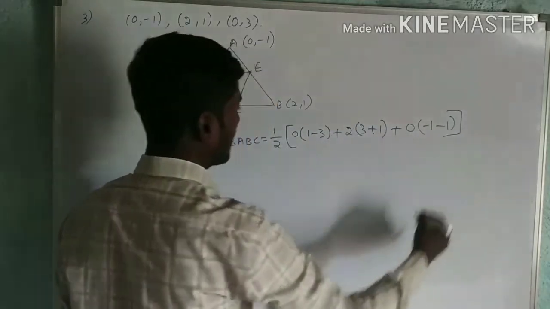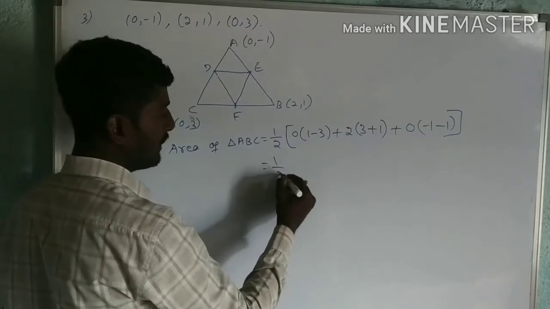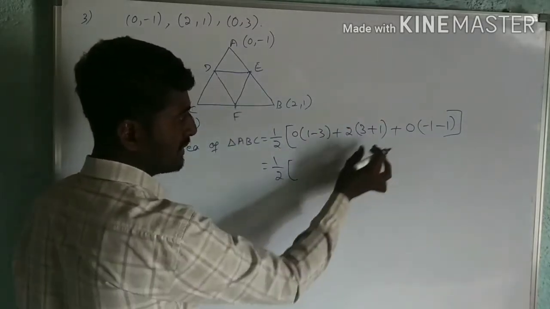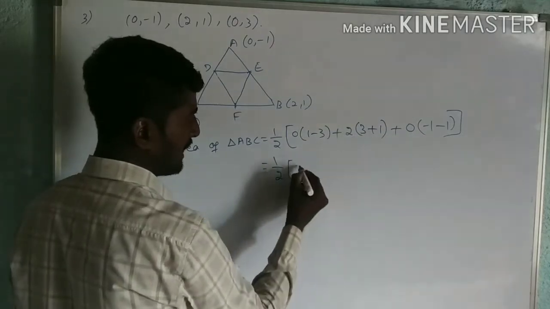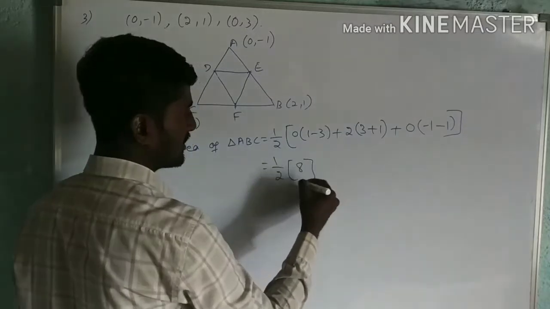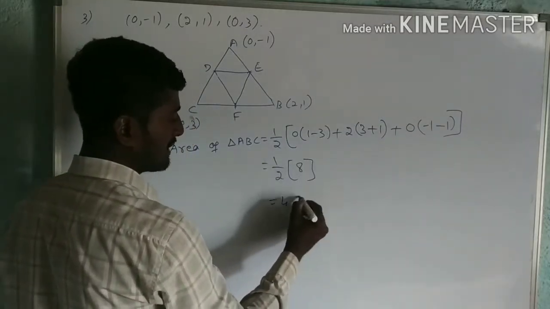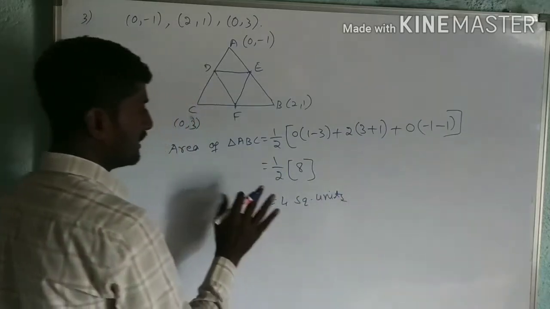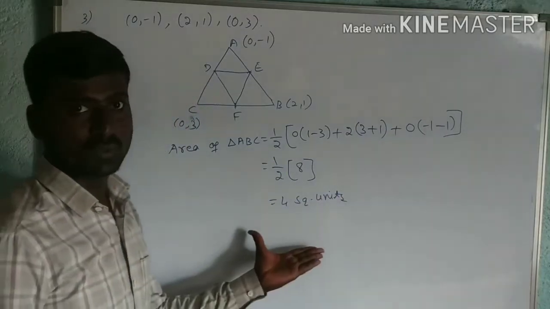So this is area of triangle ABC. 1 by 2 into 0 into a number is 0, leave it. 3 plus 1 is 4, 2 fours are 8. Am I right? 0 into a number is 0, again leave it. So this is 8 by 2, that is I am getting it as 4 square units. So here the area of triangle ABC is 4 square units.